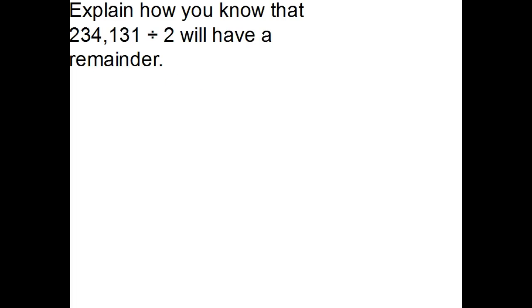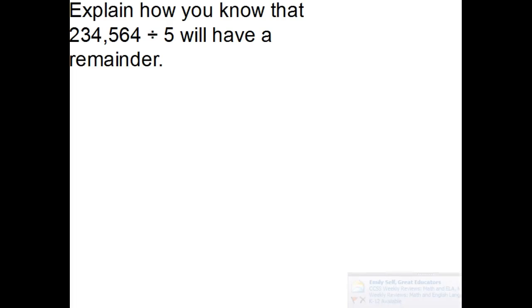Explain how you know that this number divided by 2, 234,131, will have a remainder. Well, I know that I have to have an even number when I'm dividing by 2. So I know this is going to have a remainder of 1 because the ones place has a 1 in it. If the ones place would have been a 2, a 4, a 6, an 8, or a 0, then there would not have been a remainder.